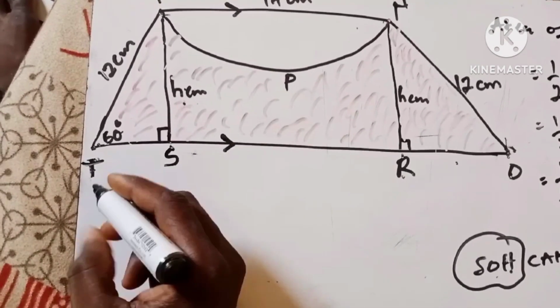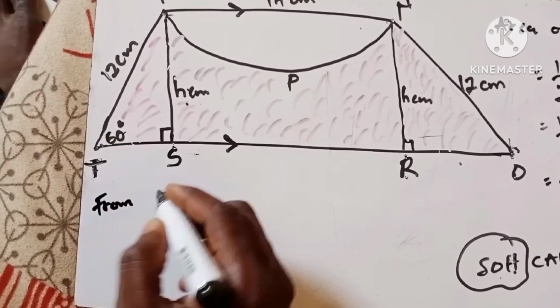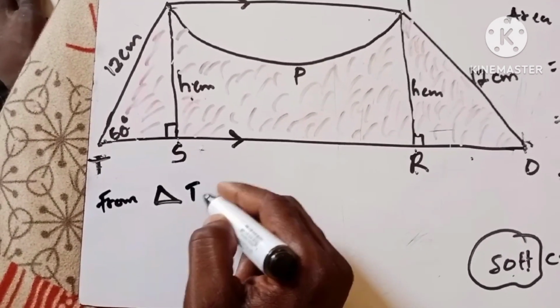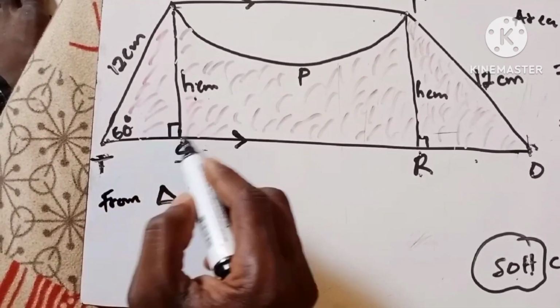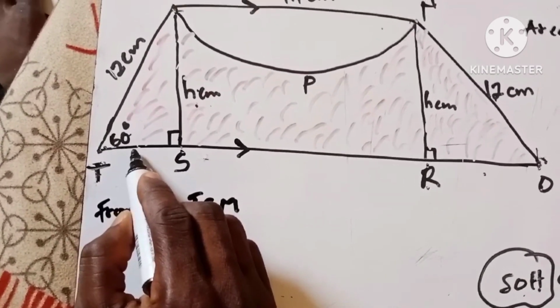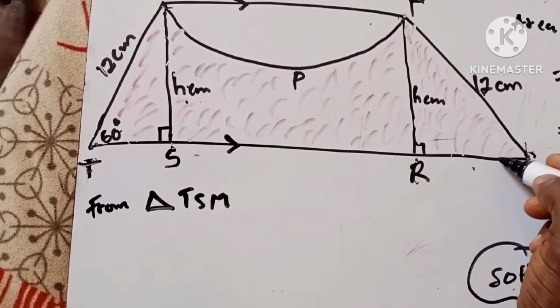Okay, still from this triangle. From the triangle, you know that this is another symbol of a triangle, right? So for triangle TSM, this is the same triangle here, because we are given one angle, that is why we are still here. Is that okay? In case you have this side here, you can also use that.